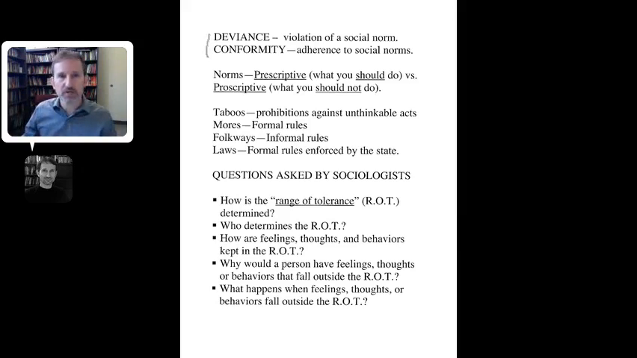Deviance and conformity. Deviance, most people know this idea of violating a social norm. Conformity, of course, adherence to the social norm. But this isn't as simple as it might seem. What counts as adherence? What's the range of acceptable behavior?